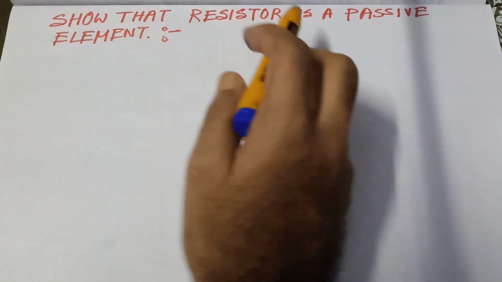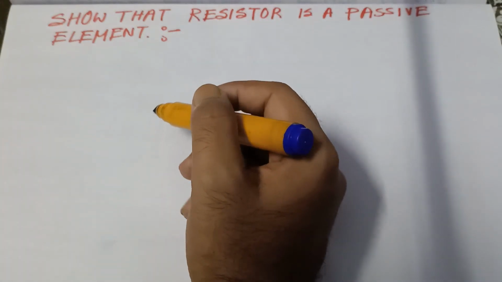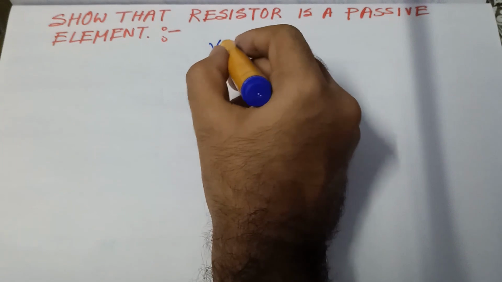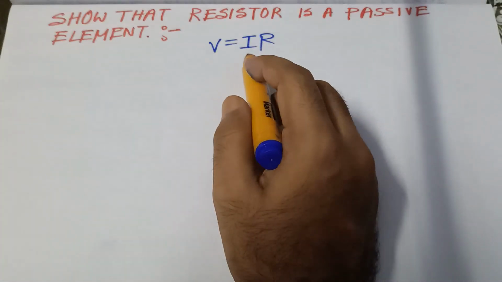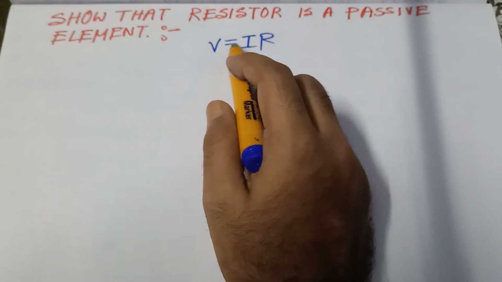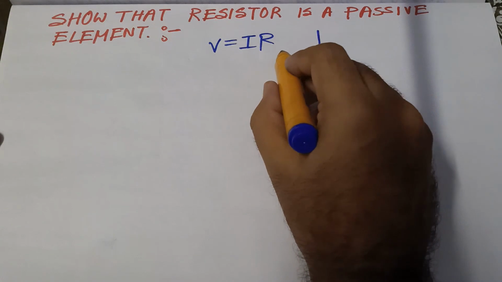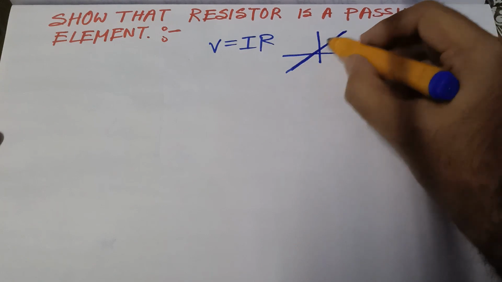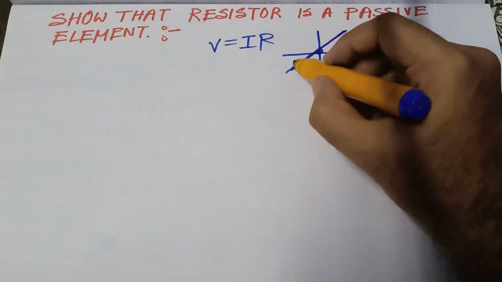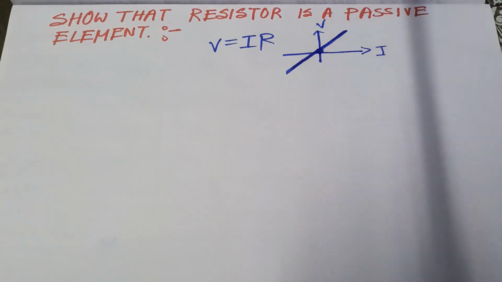So now the question is, show that resistor is a passive element. Tell me, how is the VI characteristics of resistor? The formula is V equals to IR, and as I've already mentioned, it is almost similar to y equals to mx, right? The VI characteristics looks like this. It passes through origin. Okay, so this is I, this is V.